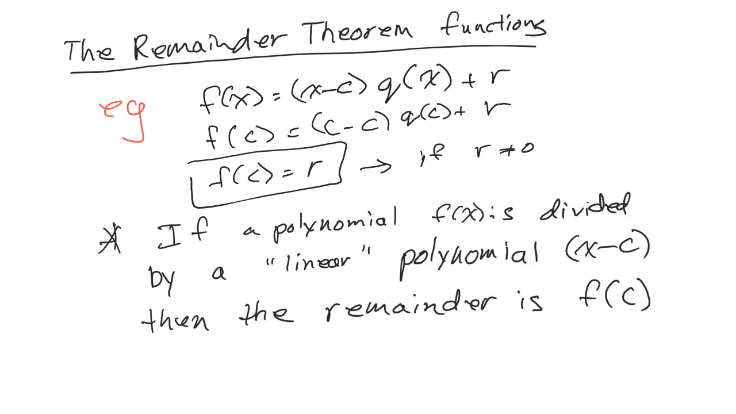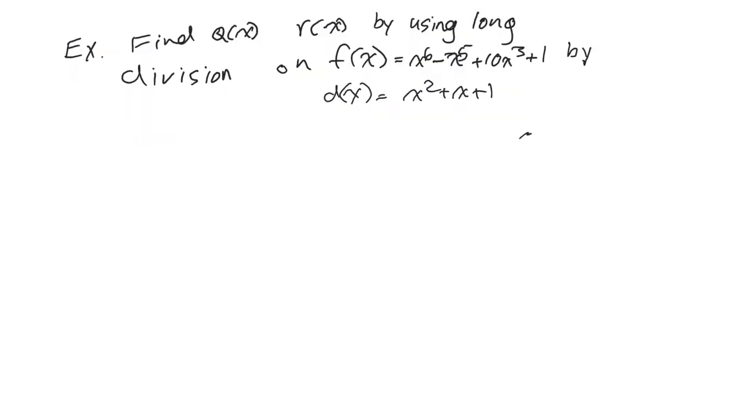So if a polynomial f(x) is divided by a linear polynomial, say x minus c, then the remainder is just f at c. So let's go and use that with long division. Imagine I say, okay, find r(x) and q(x). So find the quotient function and the remainder function, given that I have f(x) equal to the following.